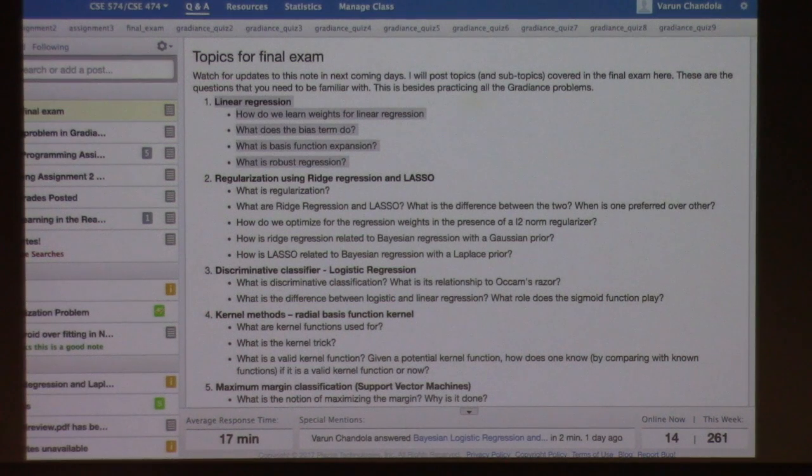So let me quickly look at what problems we have done in this. I can get to.